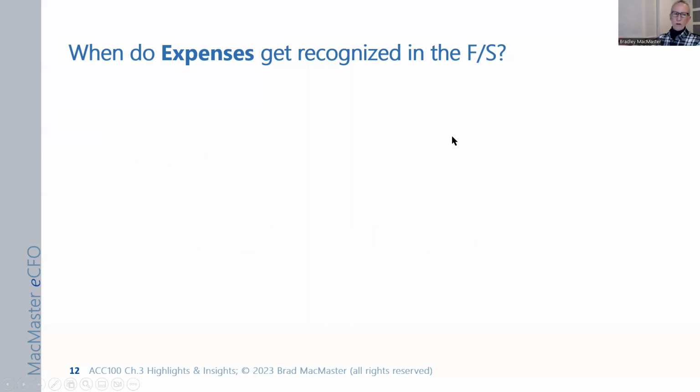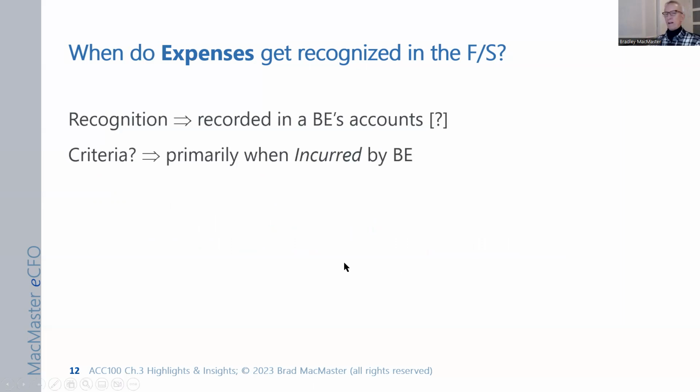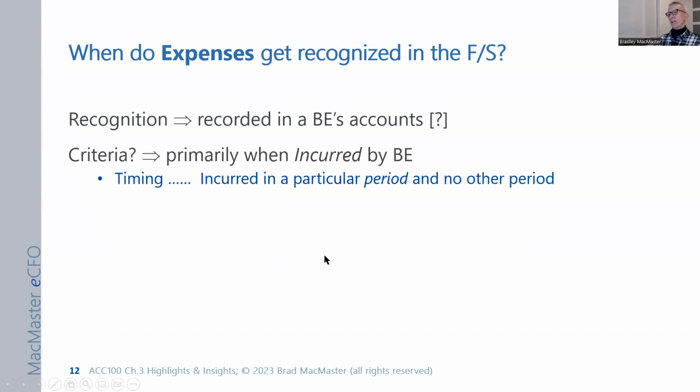When do expenses get recognized in the financial statements? Well, the criteria for expenses is when they are incurred. And there are two ways that expenses can be considered incurred. One is according to the passage of time. Okay, so an expense that is incurred in a particular period, such as rent or insurance, is not going to be related to the costs of any other period. It expired in the particular period.